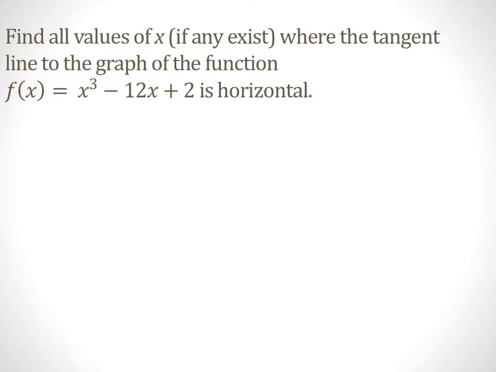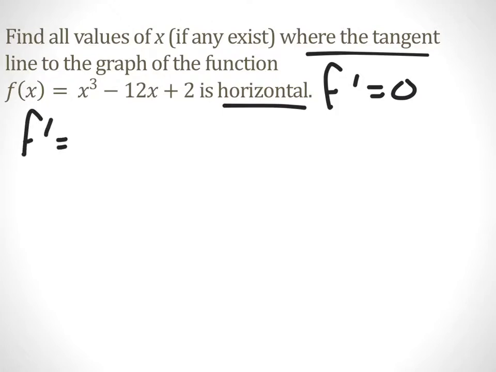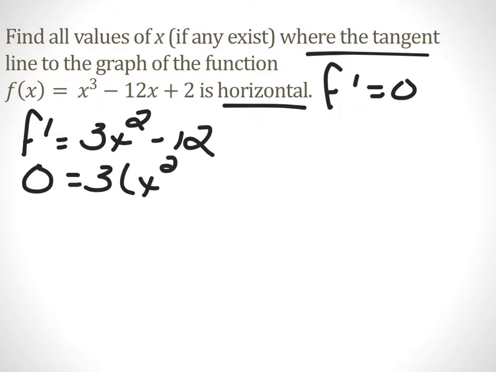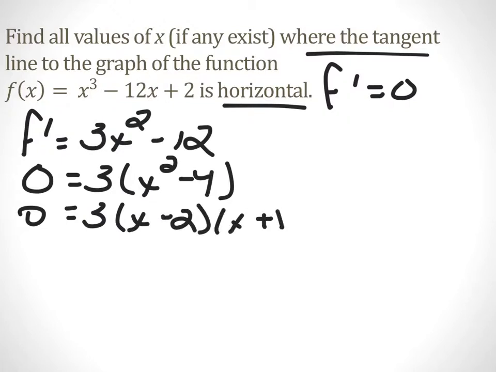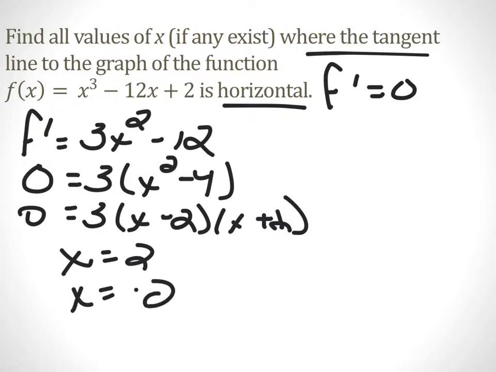For this next one, find where the tangent line to the graph is horizontal. So again, we're looking for this. So let's take the derivative, f prime: derivative of x cubed, 3x squared, derivative of negative 12x, negative 12, derivative of 2 is 0. We're going to set this equal to 0. Let's go ahead and factor that, 3 times x squared minus 4. So that gives us 3 times x minus 2, x plus 2. And so x is equal to 2, and x is equal to negative 2. And the 2 comes from this factor, the negative 2 comes from this factor. Find all values of x where we get that, and that is going to occur at these two x values.